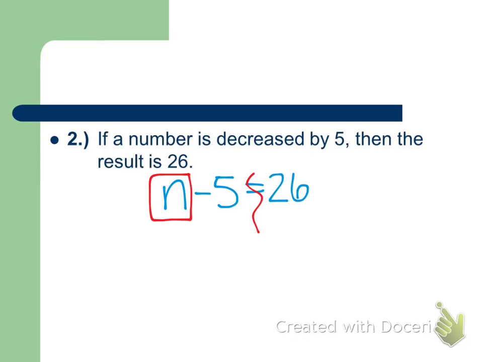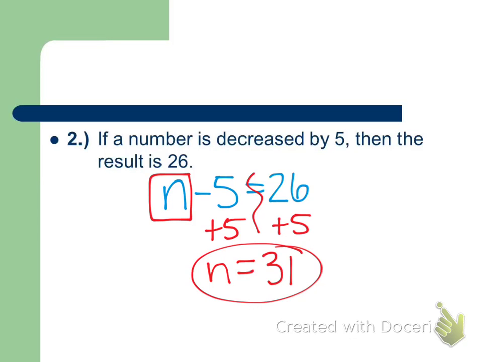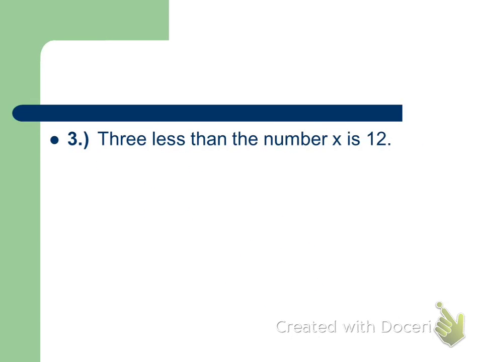to set it up. Once we've got it set up, we still need to solve it. Jamaro, what would you do to both sides? Add the 5. Add 5 both sides. Very good. When we add 5 on both sides, we get n equals 31. All right.